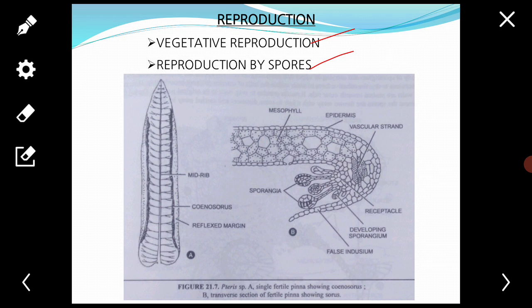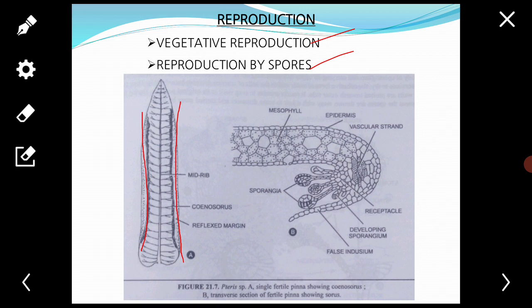Next, reproduction by spores. Pteris plants are homosporous, meaning they produce only one kind of spores. The spores are produced inside the sporangia, which are grouped in a continuous sorus at the margins of fertile sporophylls or pinnules.